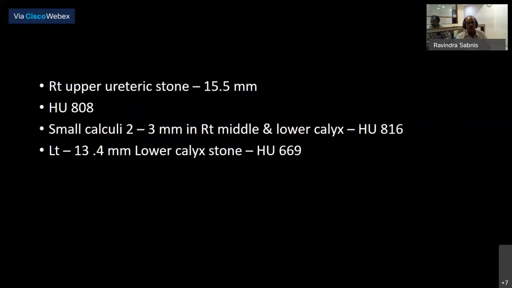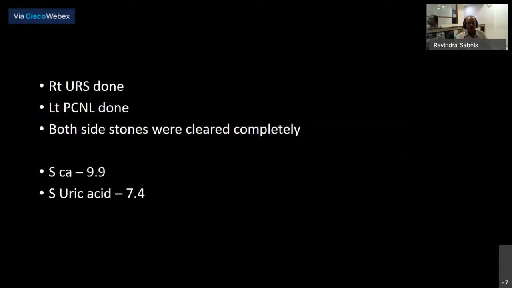The right side was an obstructed kidney. It was an 808 HU stone, a right upper ureteric stone of 15 millimeters. There were small calculi in the right middle and lower calyx, HU 816, and on the left side a 13 millimeter lower calyx stone with HU of 669. His uric acid was quite all right. Ureteroscopy and PCNL were done, stones were completely cleared, and the post-op CT scan was normal. His uric acid is 7.4 and calcium is 9.9. So he has a cystine stone on analysis.